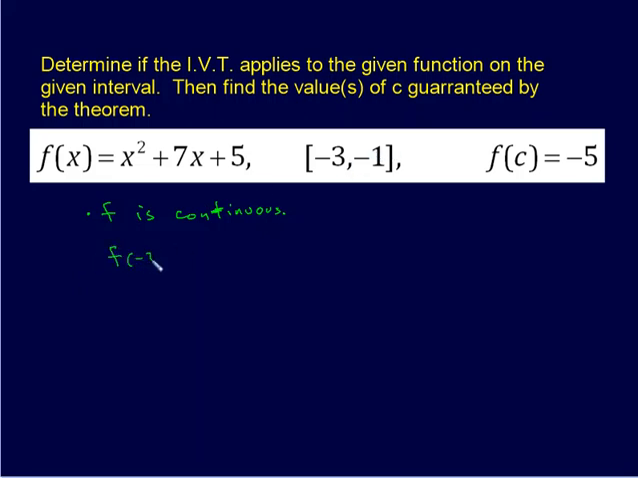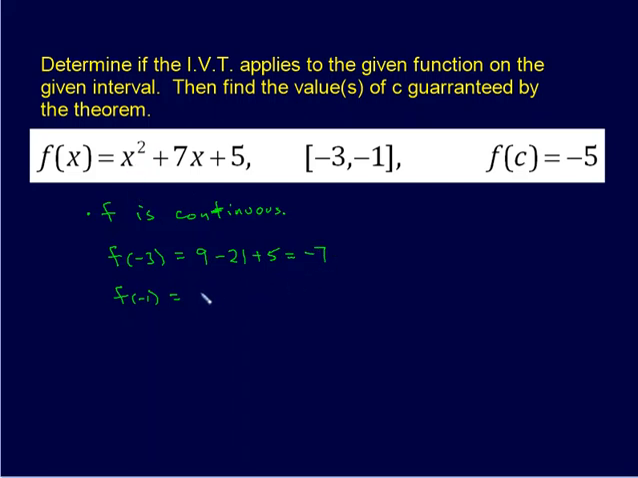We're going to find f of -3, and we're going to find f of -1. I encourage you to pause the video maybe at this point and see what those are. And I'm going to evaluate them now too. So taking -3, this would be x squared would be 9. 7 times -3 is -21, and then plus 5, and if I take 9 plus 5 and get 14, and then 14 minus 21 is going to give me a result of -7.